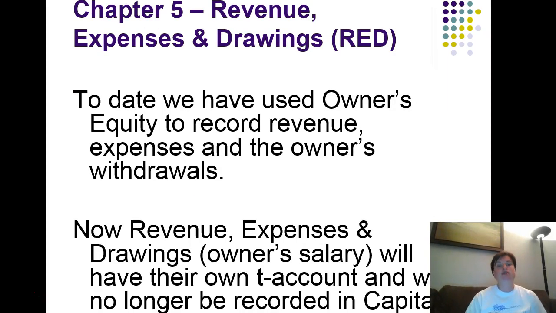So to date, we have been using owner's equity to record the revenues or sales of a business, the expenses, and the owner's withdrawals. We're now going to expand the ledger and add 3 new classes of accounts. That's going to include revenue, expenses, and drawings, which is really considered the owner's salary. So drawings are the owner's salary or the owner's withdrawals from the company. Now these things are all going to have their own T accounts, and they'll no longer be recorded in capital. So this is really important. We're no longer going to record any of these things in the capital account. No more.